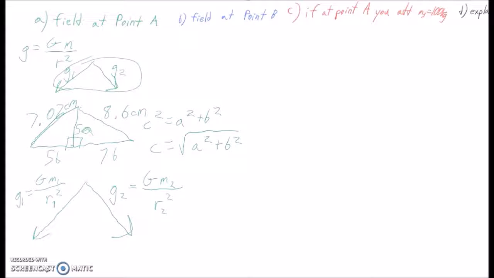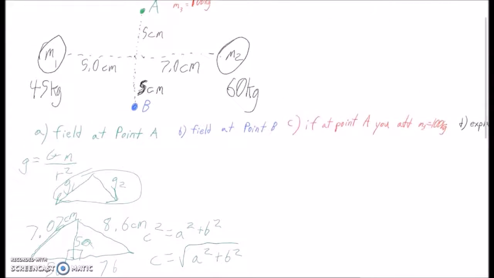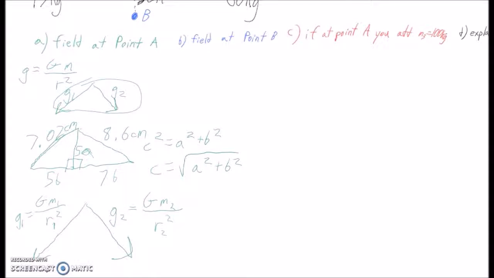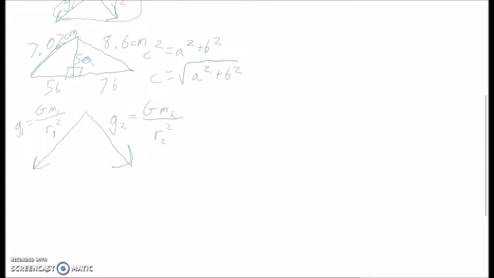Okay, plugging those values in, I have 6.67 times 10 to the negative 11 times the mass of M1. Mass was 45 divided by the radius, 0.07 centimeters squared. So if it's centimeters, we need to convert to meters. That's always something to check. So I just did the calculation. g1 equals 6.00 times 10 to the negative 7.